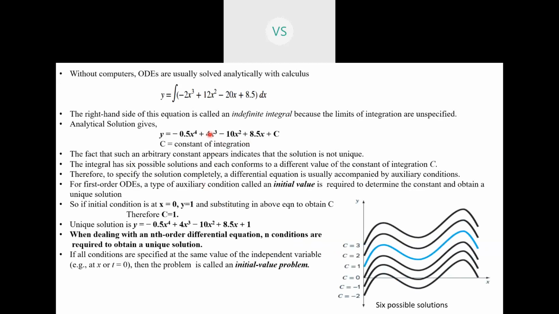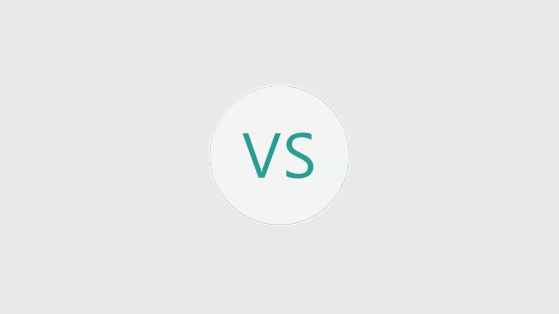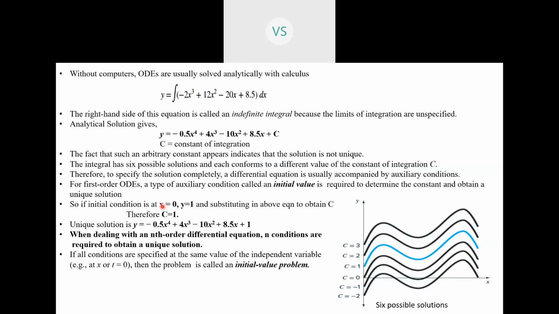Then we have seen that when we integrate a polynomial, we add a constant of integration. We do not know the value of this constant. To get the absolute value of this constant of integration, we require some auxiliary condition, which is known as the initial value. When we have the initial value condition, only then can we obtain the value of C. Here the initial condition was given as x is equal to 0, y is equal to 1. So we obtained the value of C as 1.